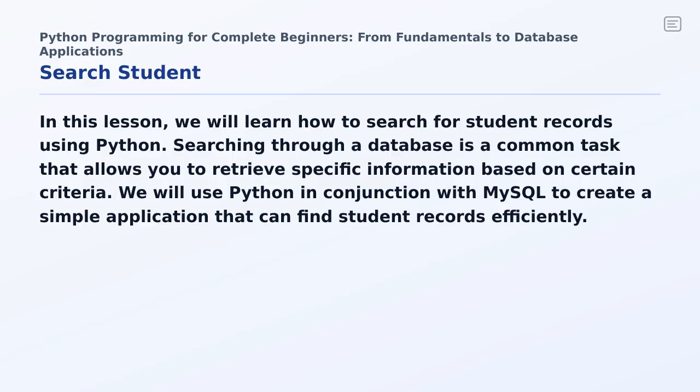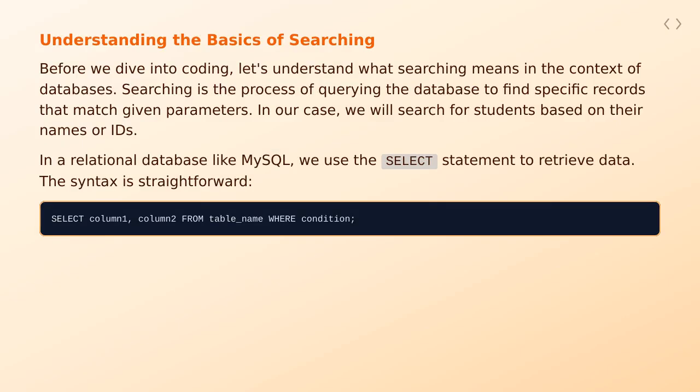Don't worry if this feels new at first. This section covers understanding the basics of searching. Before we dive into coding, let's understand what searching means in the context of databases. Searching is the process of querying the database to find specific records that match given parameters. In our case, we will search for students based on their names or IDs.